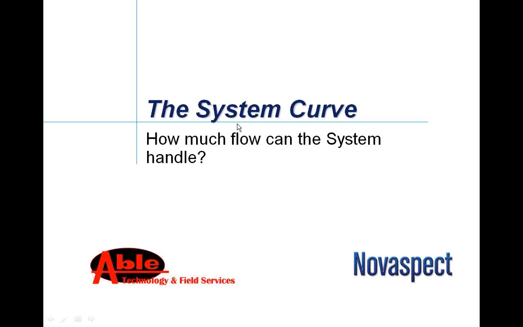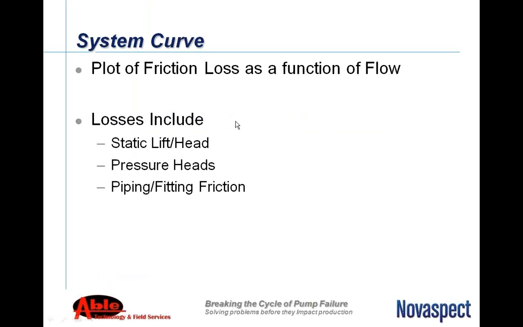Now we're going to talk a little bit about the system curve. How much flow can the system handle? The system curve really is you're plotting out the friction loss as a function of flow. So you're going to have losses, and these are friction losses. You have static lift or head coming in. You have your pressure heads. And the other thing that can really cause a lot of friction would be your piping and your fittings.